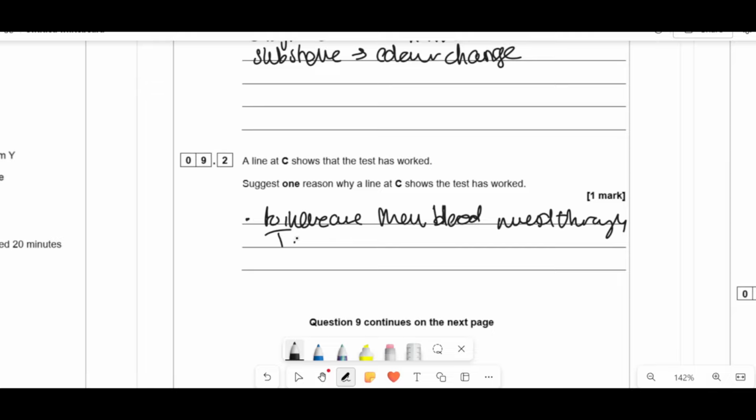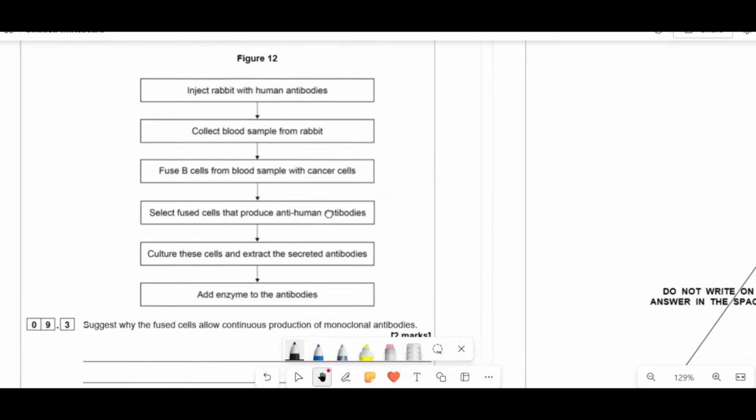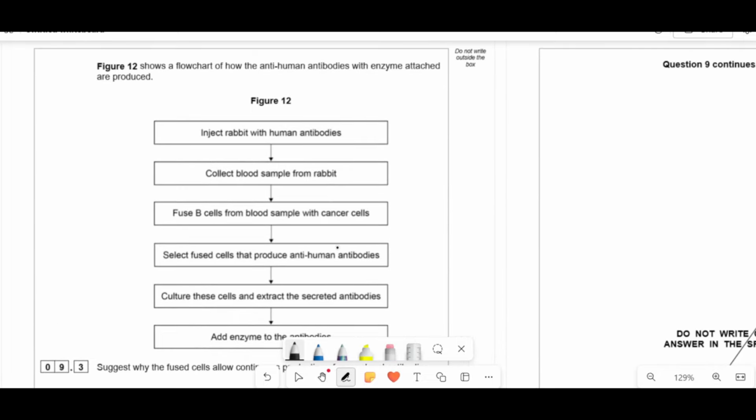You've got to remember the context of the question carefully. Figure 12 shows the flowchart of how anti-human antibodies with enzymes attached are produced. They inject rabbits with anti-human antibodies. They get a blood sample from the rabbit. They fuse B cells from the blood sample with cancer cells. So think about it step by step. They're putting human antibodies into a rabbit. This rabbit's immune system is not going to recognize this antibody. It's going to see that it's a foreign antigen, an unfamiliar antigen. It's like, yo, we've got to destroy this.